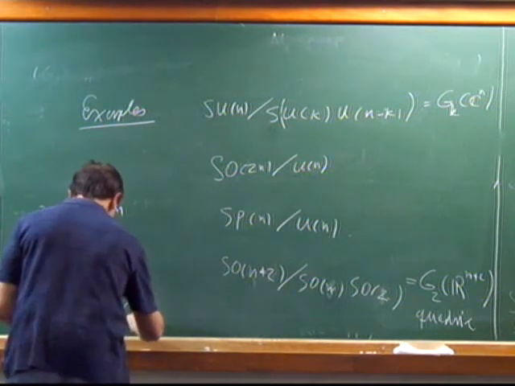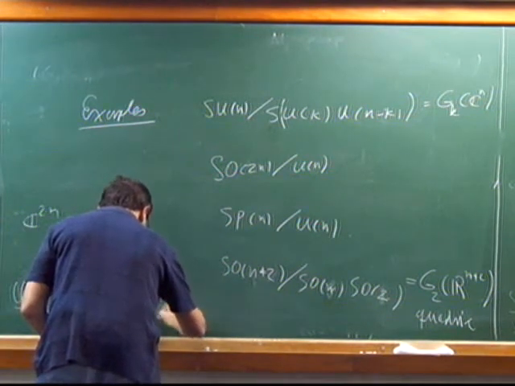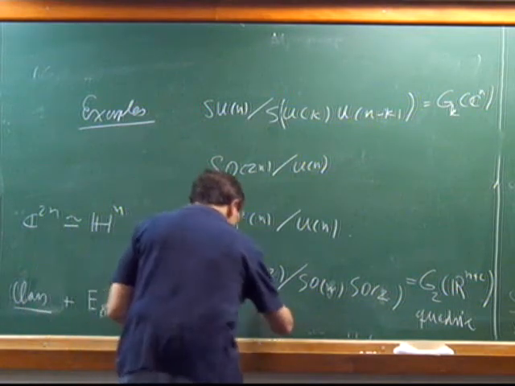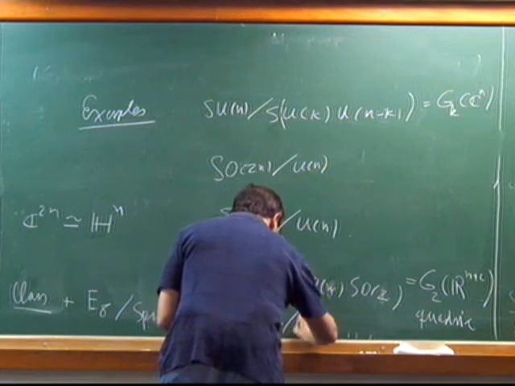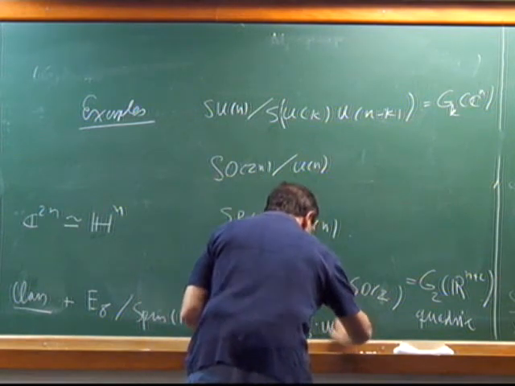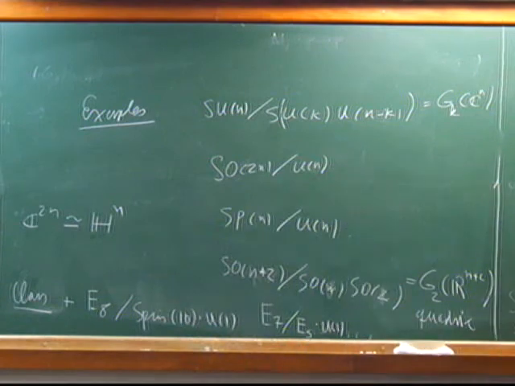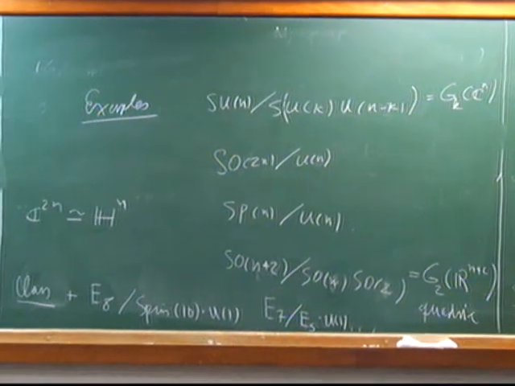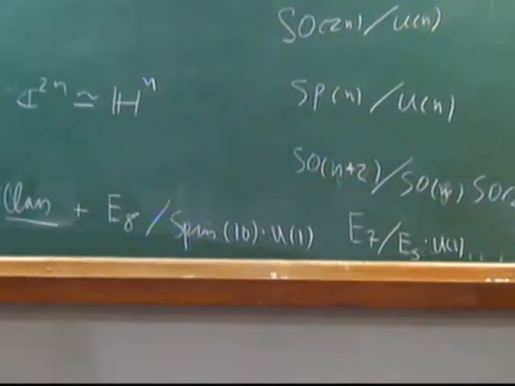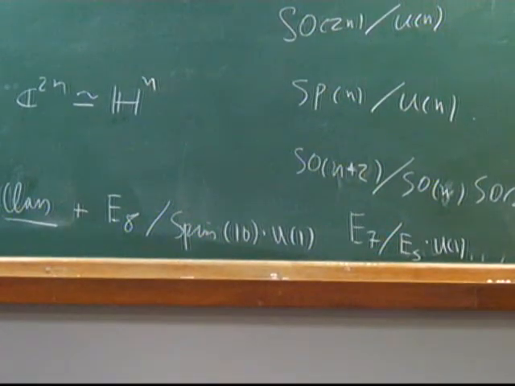E8 mod Spin(10) times U1. And E7 mod E6 times U1. That's a complete list now. Okay. So these four classical ones, classical Lie groups, and then two with these kind of nasty exceptional Lie groups.